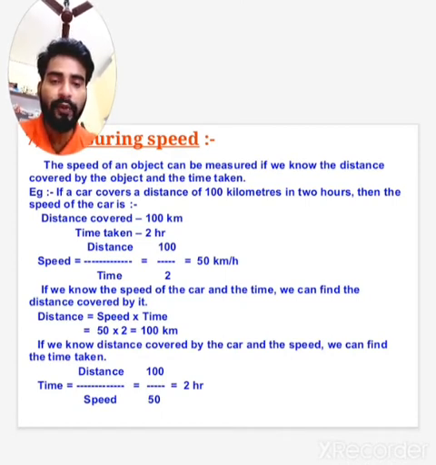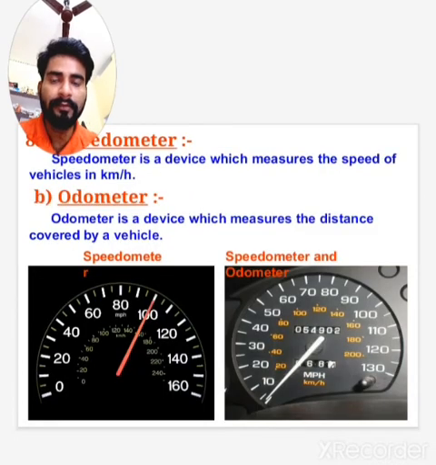After that, students, two devices are here for speed. First one is the speedometer and the second one is the odometer. The speedometer is used to measure the speed of the vehicle, and the odometer is used to measure the distance traveled by the vehicle.